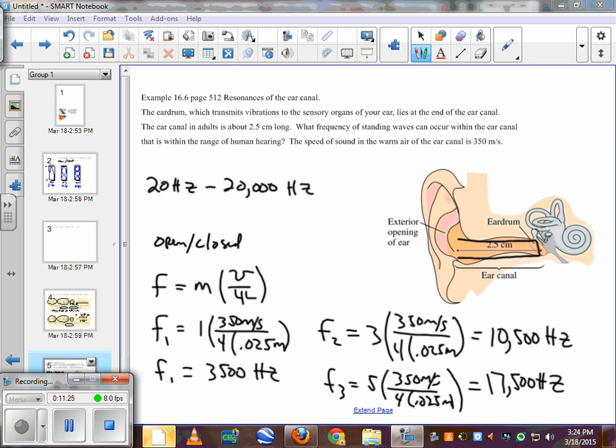Our ear canal is very short, so it makes sense that the higher frequencies are the ones that are going to resonate. The higher frequencies have shorter wavelengths, therefore they'll resonate inside of our ear canal. And that's the conclusion of this video.